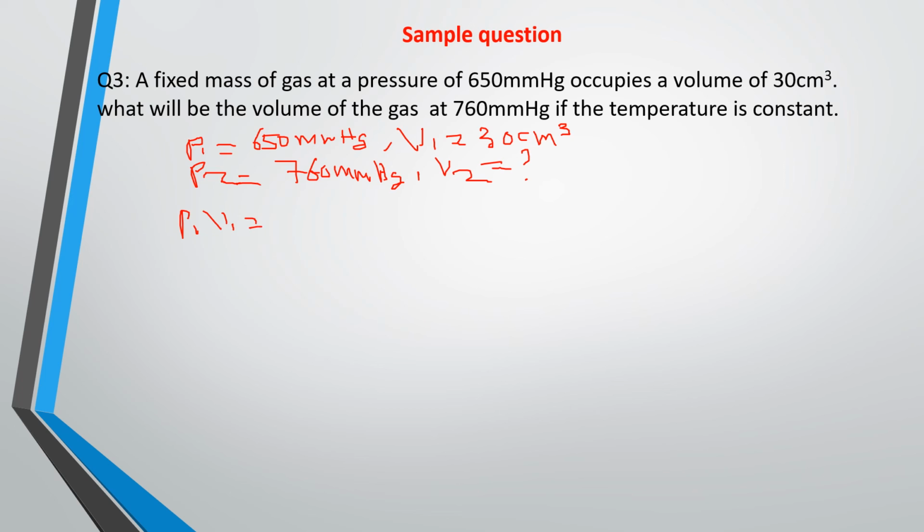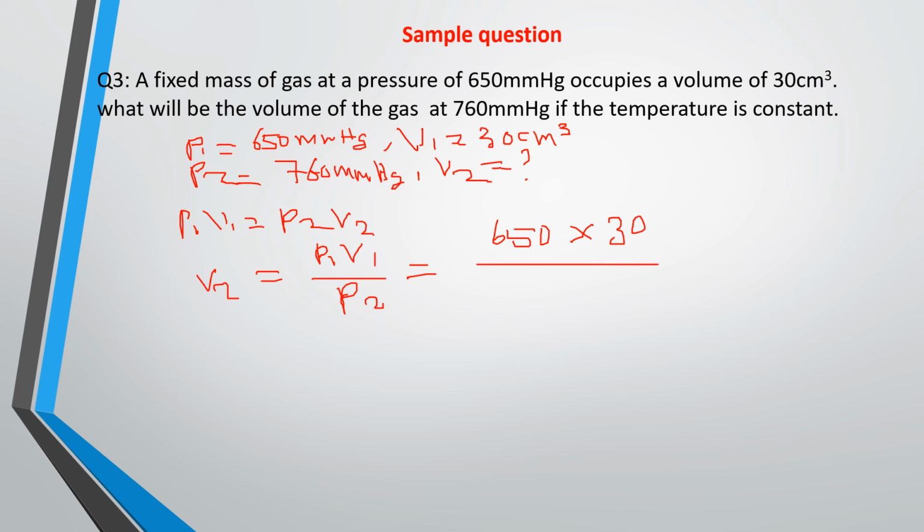Okay, so from that formula, P1 V1 is equal to P2 V2, we can now make V2 the subject of the formula. If we make V2 the subject of the formula, we're going to have P1 V1 all over P2. Okay, so substitute now what you have into this formula. So you have 650 times 30 all over 760.